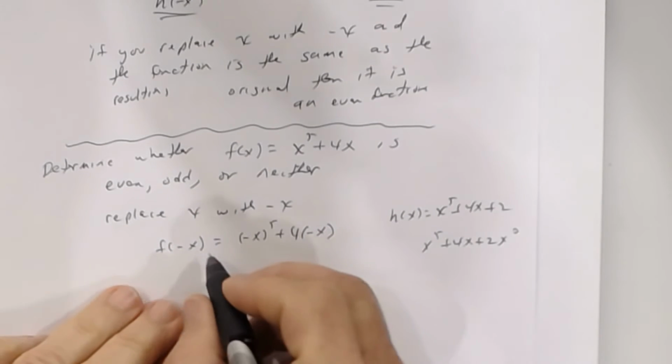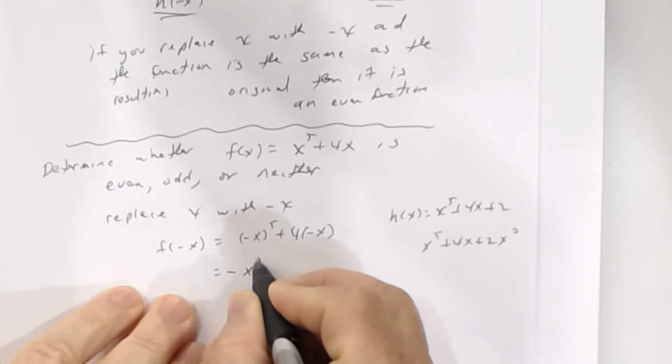Is it the same as x to the fifth? Negative x to the fifth. A negative times a negative times a negative times a negative times a negative is a negative. A negative number raised to an odd power is always going to be what? Negative. A negative number raised to an even power is always going to be positive. So this becomes negative x to the fifth.